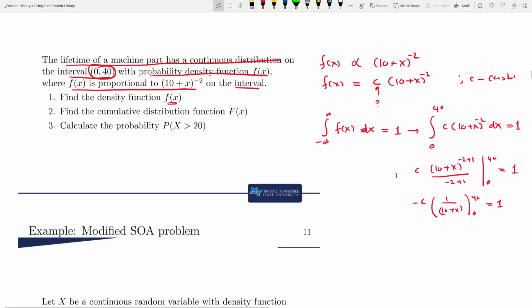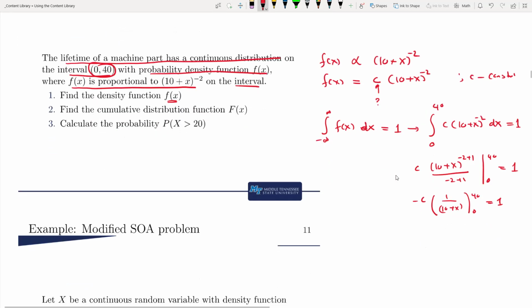So you can substitute values for x and then find c. This would be negative c times (1 over 50 minus 1 over 10). So that would be 4 over 50. So c equals 50 divided by 4, which is 12.5. So now we know the density. That's basically 12.5 times (10 plus x) to the power negative 2.